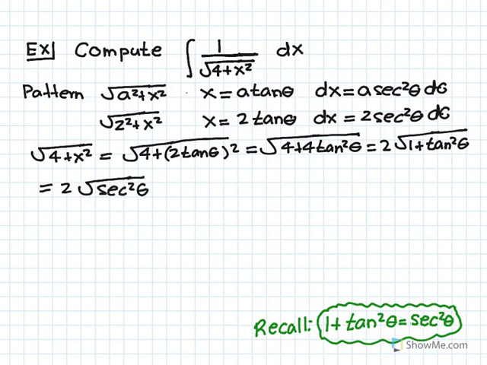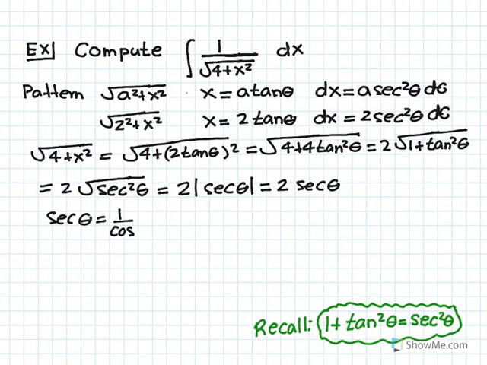Now here's where it gets a little bit tricky. The root of secant squared theta is actually absolute value of secant theta. 2 times absolute value of secant theta. And we're going to get rid of the absolute value and just write 2 times secant theta. The reason for this is because secant theta is equal to 1 over cos theta, and secant theta is positive because cosine theta is positive when theta is between pi over 2 and negative pi over 2. And this is the restriction that we have placed on the angle.